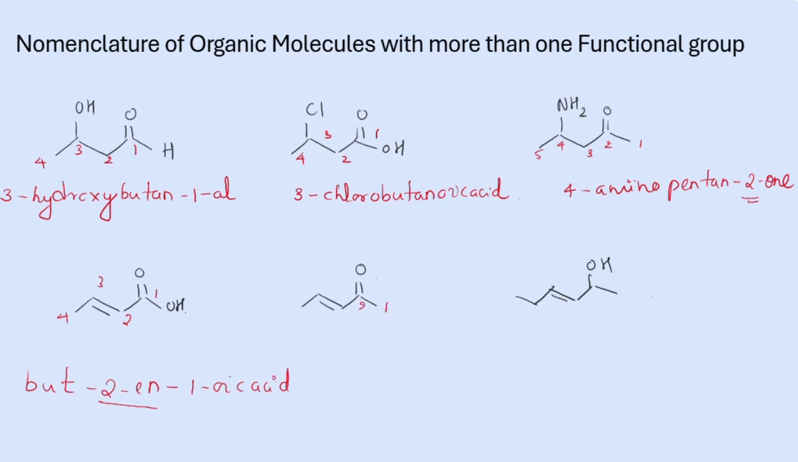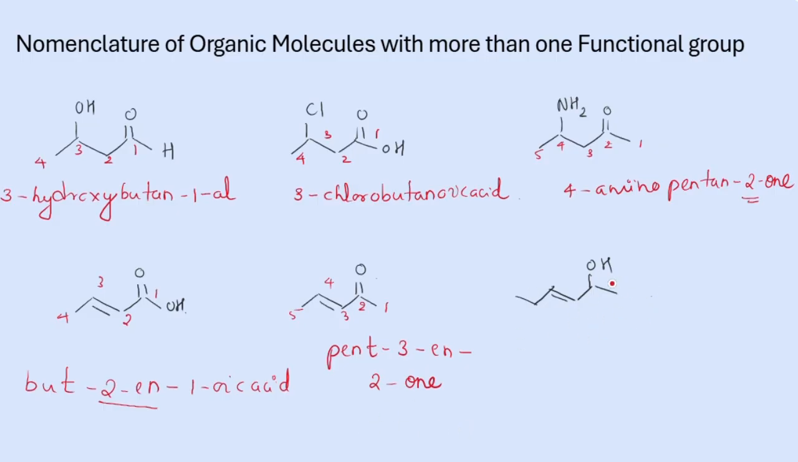Similarly, for this molecule also, the principal functional group is ketone, right? So generally we call this pentanone, right? So instead of pentane, we have to call this pentene. So how are we going to name this? Pent-3-ene-2-one. 2-one. So it's a pentenone molecule.